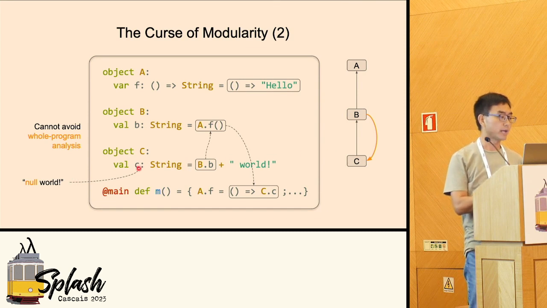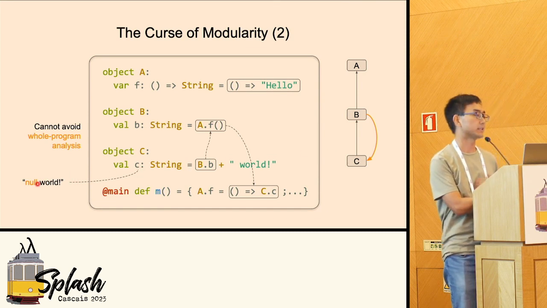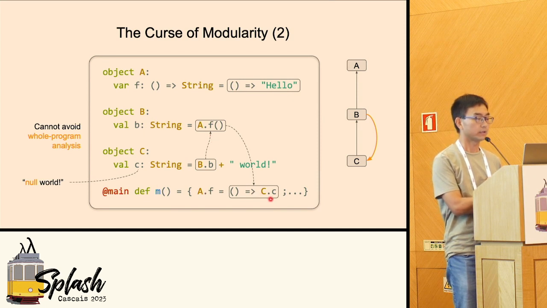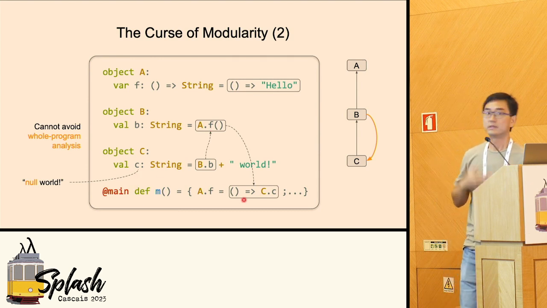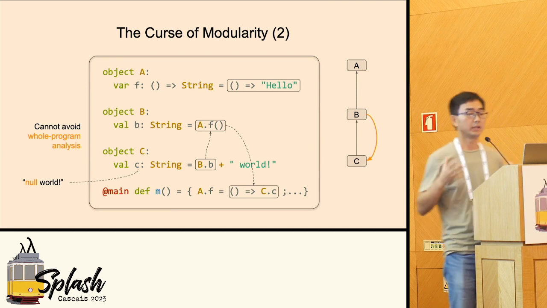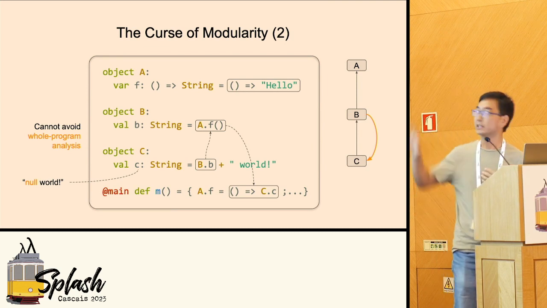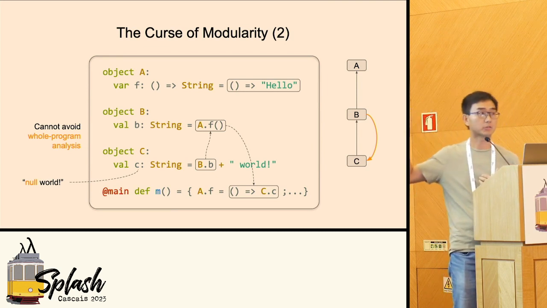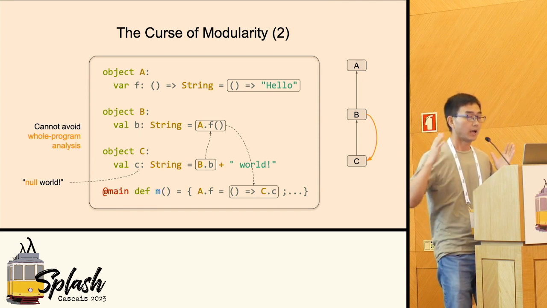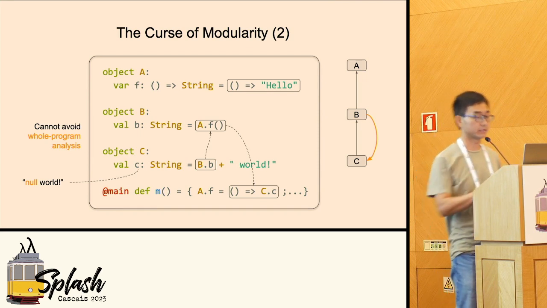And at runtime, the field C has a value null, because when we read this field C in the function f here, it is not yet initialized. The lesson of this example is that to correctly construct the initialization dependence graph, we have to do whole program analysis.